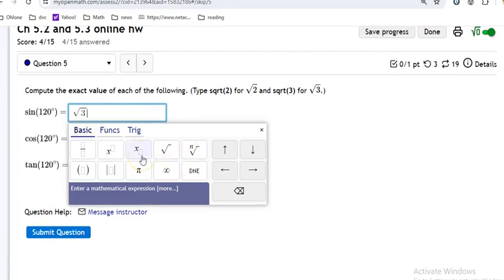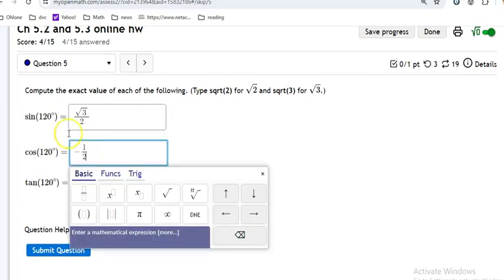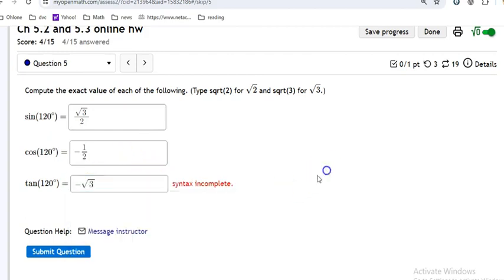So sine is root 3 over 2, cosine is negative 1/2, and tangent is negative root 3.